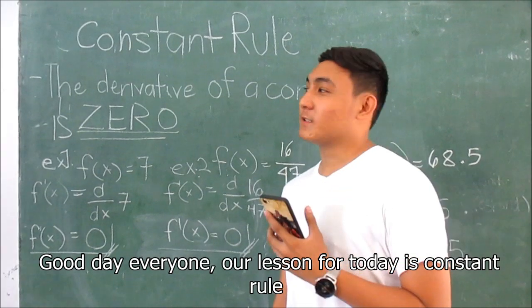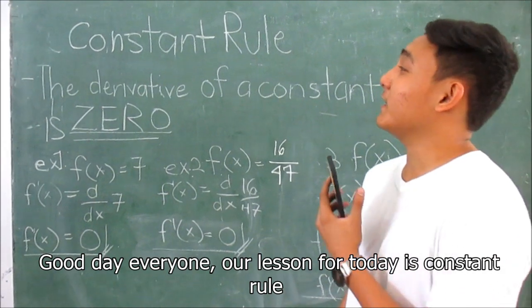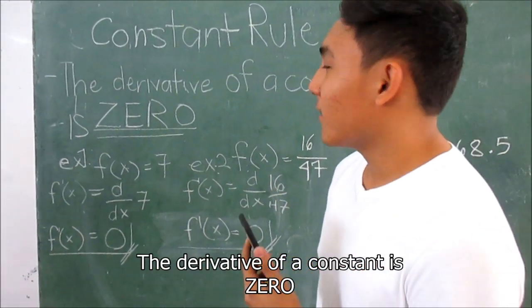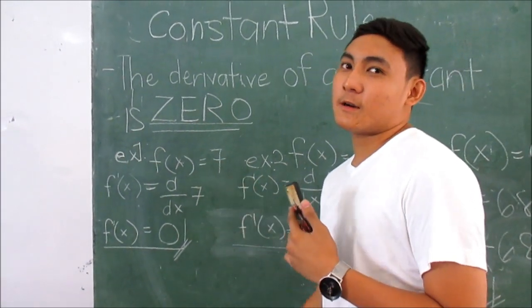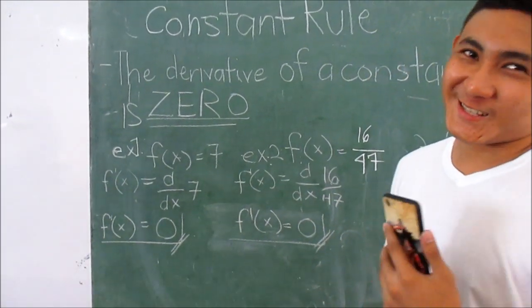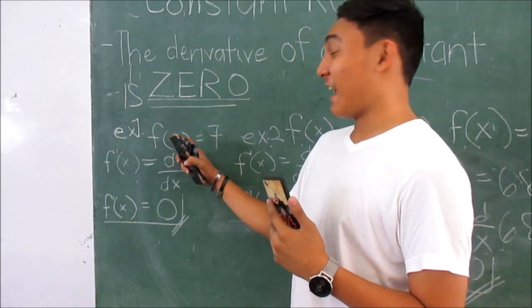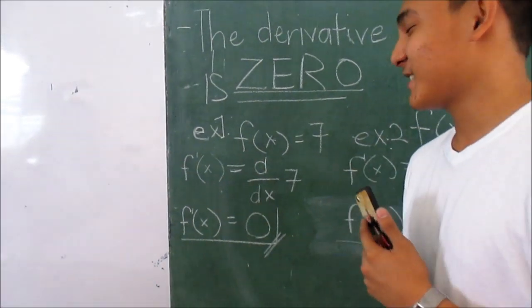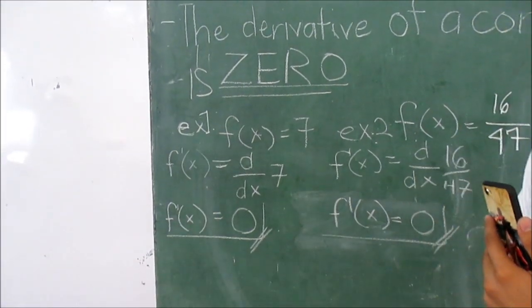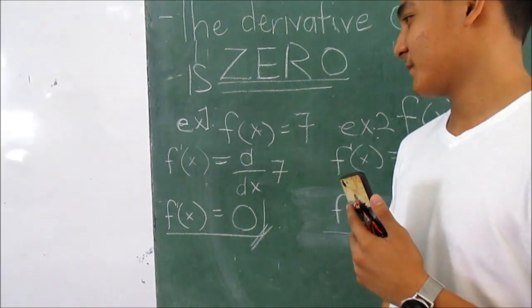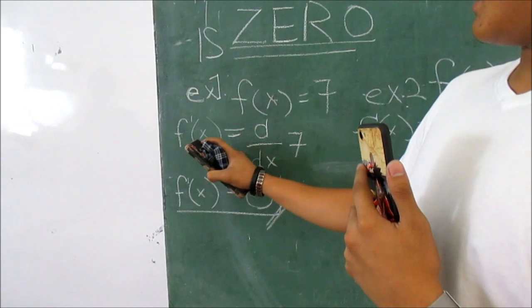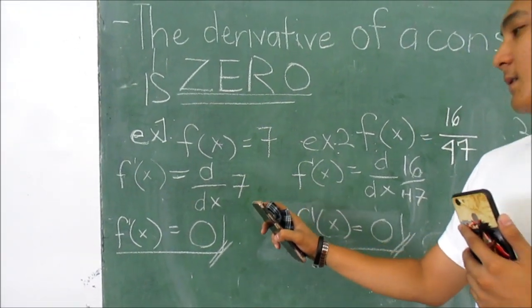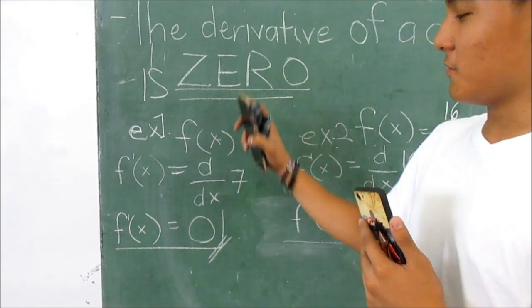Hello, good day everyone. So my lesson for today is the constant rule. The derivative of a constant is 0 and it will always be 0. And that's it. Let me show you some of my examples. Example number 1: f of x is equal to 7. F prime of x is equal to the derivative of 7. Since there's no variable, the answer is 0. That's why.